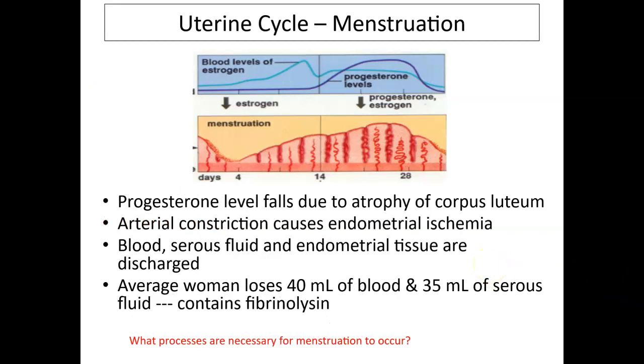If fertilization does not occur, the hormone levels drop, signaling the shedding of the endometrial lining, resulting in menstruation. This marks the end of one cycle. And the fluids discharged during menstruation include blood, serous fluid, and endometrial tissue. The average loss of blood amounts to 40 milliliters, and also shed is 35 milliliters of serous fluid.